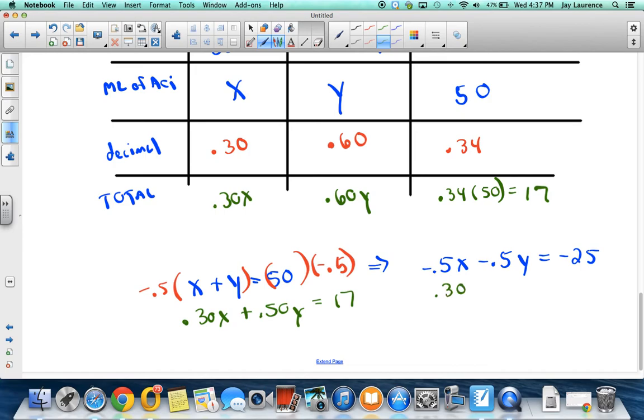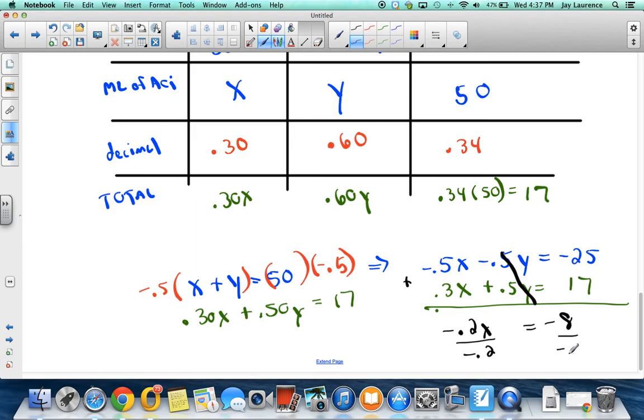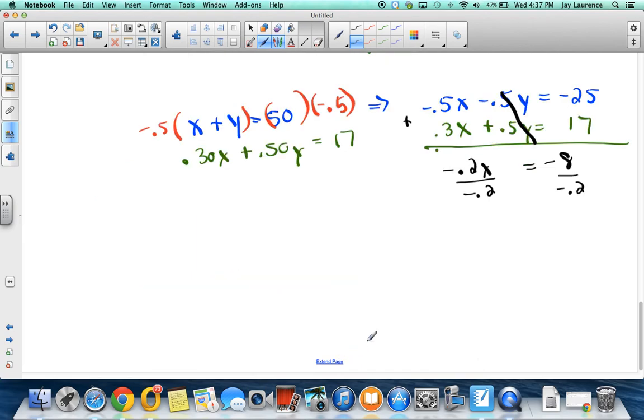Plus 0.6y, and that's going to equal 17. When I combine these using elimination, I'm going to get a negative 0.2x. Those are going to cancel, and I'm going to get a negative 8. Divide by negative 0.2 by negative 0.2. Which is 1/5, so 8 divided by 1/5 is going to be 40. So x is going to equal 40 milliliters of the 30% acid solution.